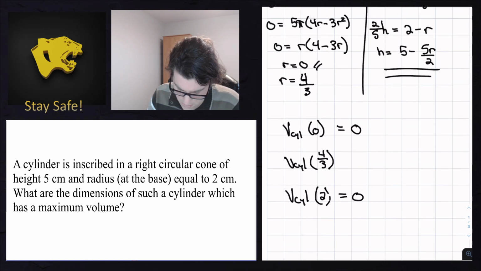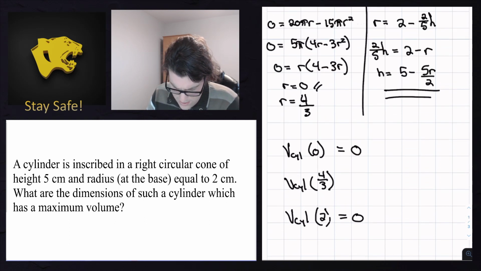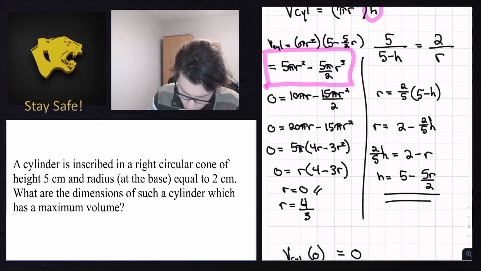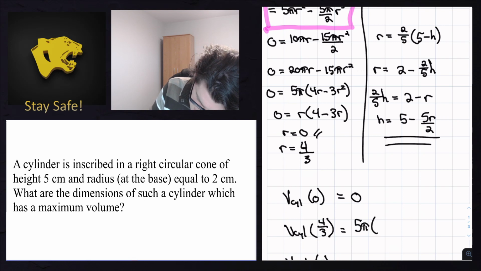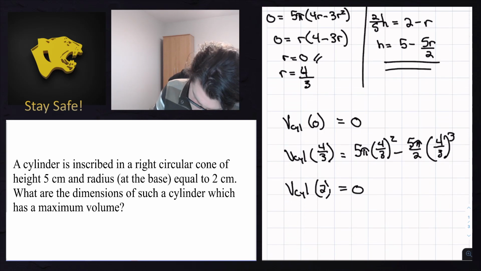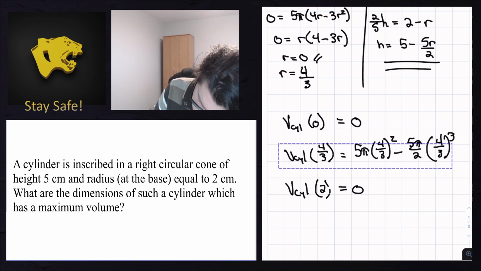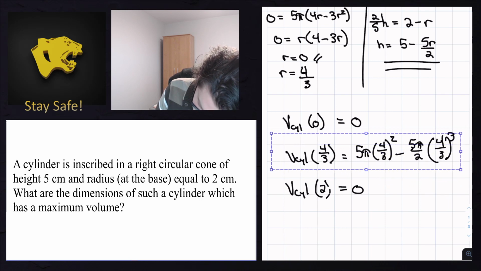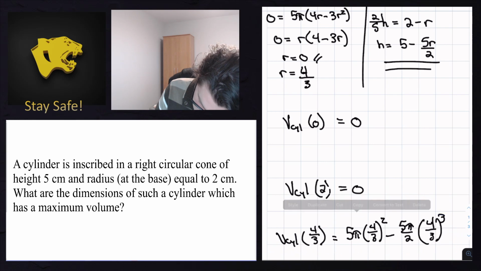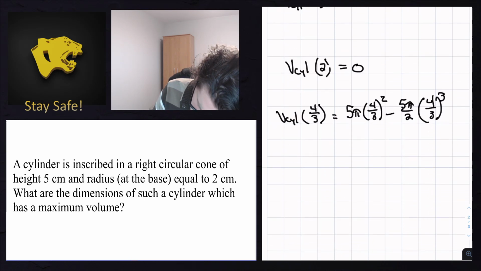Next up, we're going to get a volume that is going to be something different because it's the 4/3. Now, I guess I could just write it in. So it's going to be 5 pi times 4/3 squared minus 5 pi over 2 times 4/3 cubed, which probably should just take that and move it down. All right, so let's take it with everything, and then let's go and evaluate that.